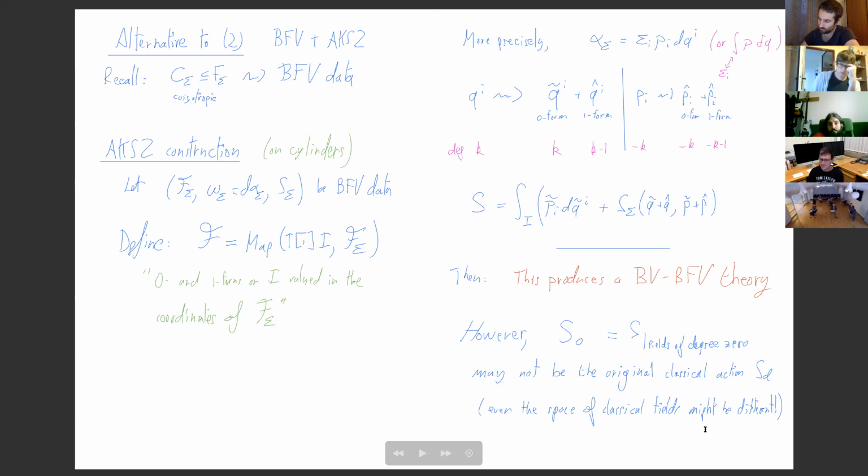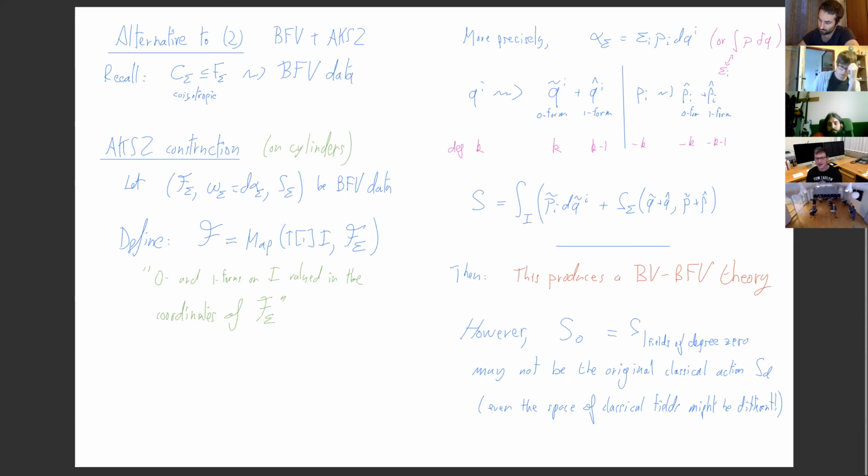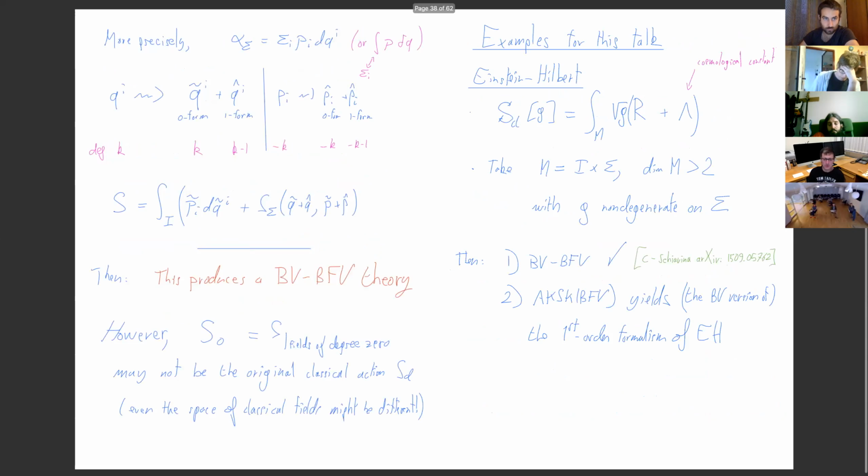Okay, so I will discuss two examples to tell you what happens, and these are two relevant examples. The first example is the Einstein-Hilbert formulation of general relativity. So this is the usual Einstein-Hilbert action. Lambda is a cosmological constant, so it's a constant, and the field is g. g is a pseudo-Riemannian metric on M. So this is a classical action.